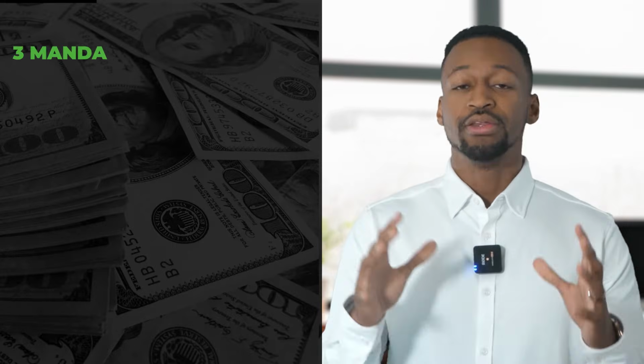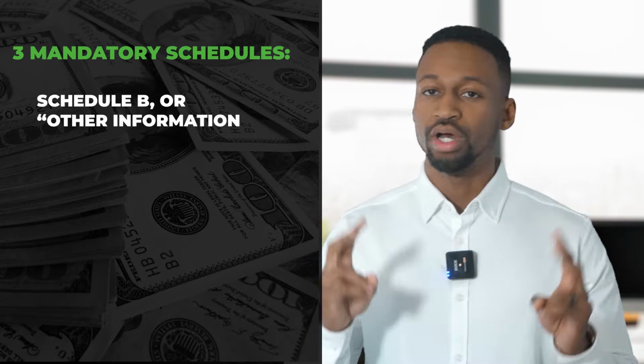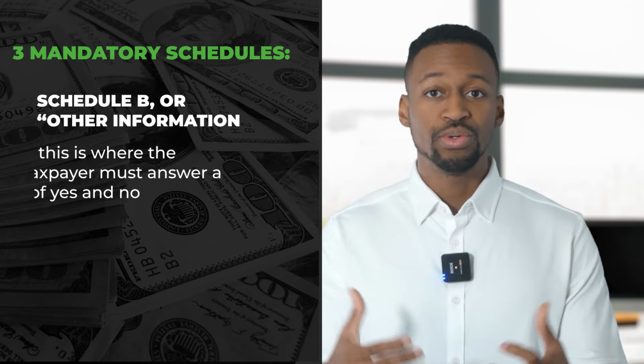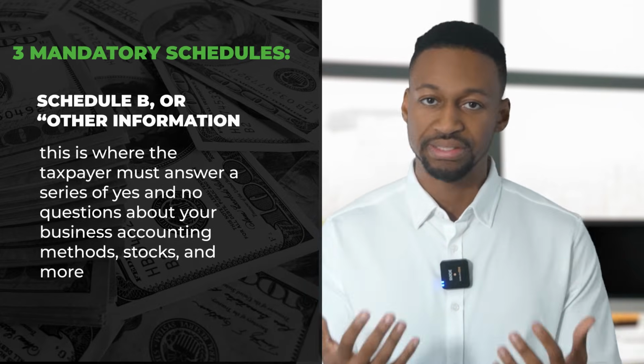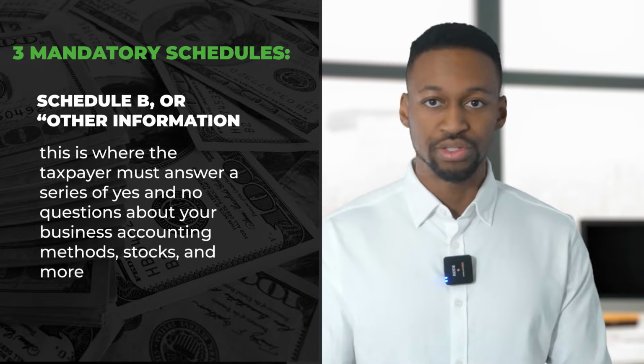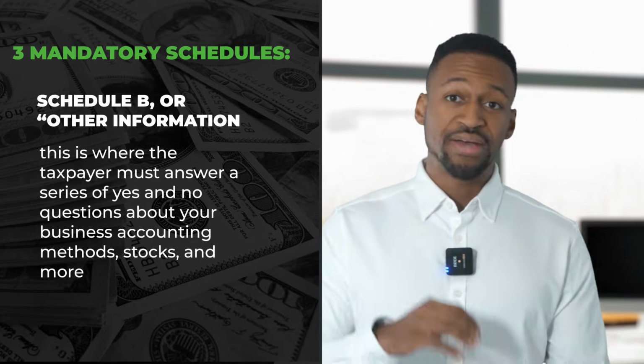Now, once you have all those things in place, then you or your tax preparer are in a pretty good position to go ahead and get started with your tax return. In addition to those 4 parts, you also need to complete 3 mandatory schedules. The first is called Schedule B, or Other Information. This is where you as the taxpayer must answer a series of yes and no questions about your business accounting methods, the stocks you issue, and much more. Then you have Schedule D.